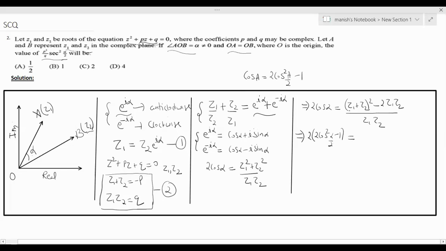and the RHS is also going to get simplified. Z1 plus Z2 whole square: observe carefully, the sum of the roots is minus P. But when you square them, you will have P square minus 2 times the product of the roots, 2Q, whole divided by Q. So in the next step, you are supposed to get the answer. 2 into 2, you will have 4 cos square alpha by 2 minus 2. On the RHS, divide Q in both the terms. You will again have P square by Q minus 2, and this minus 2 is going to get cancelled.